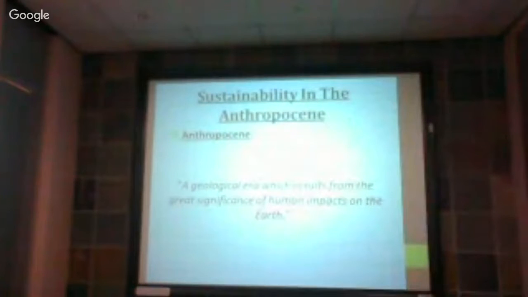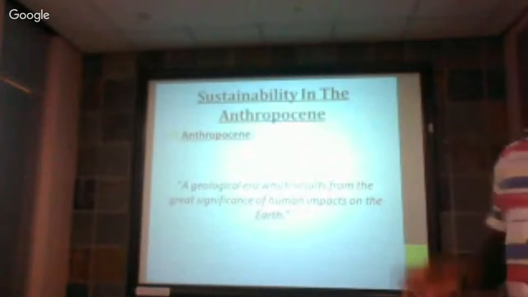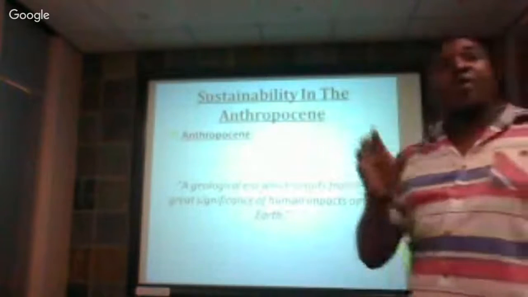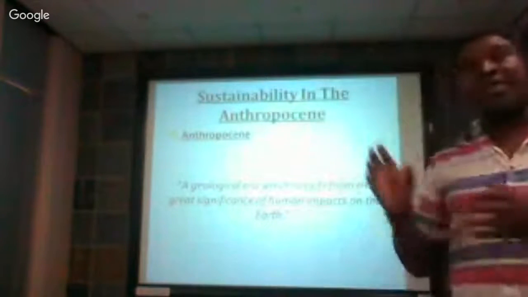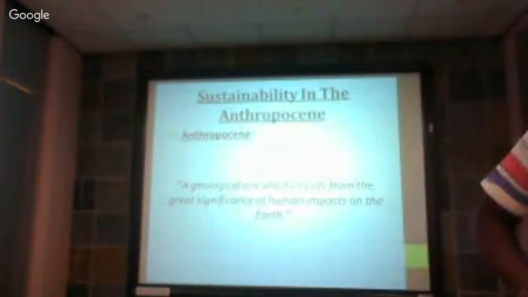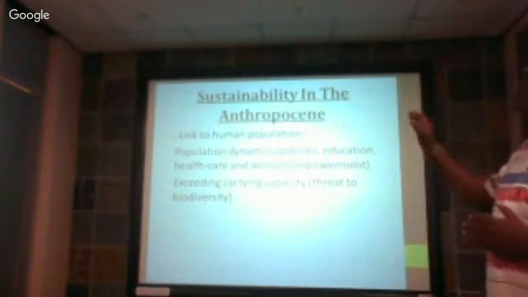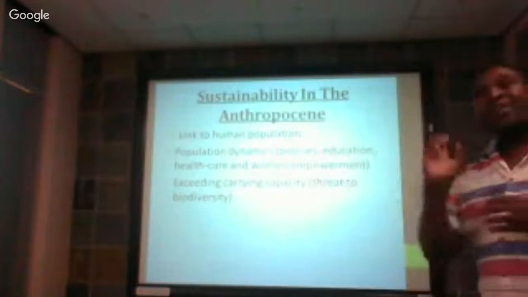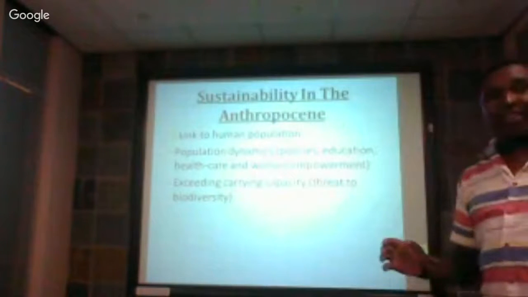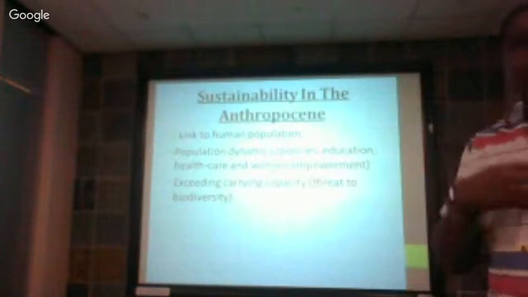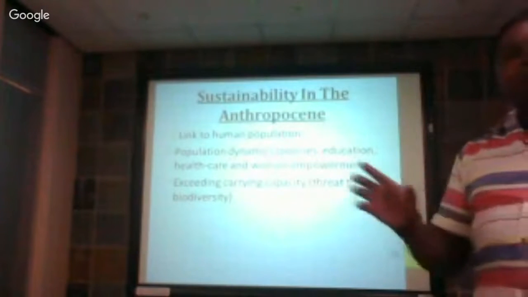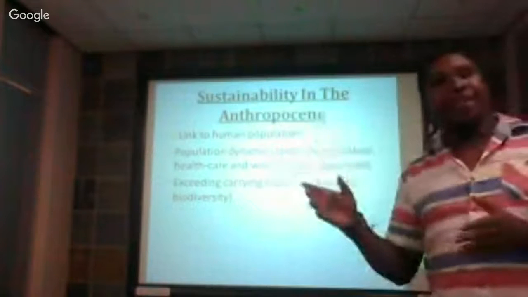I'll start by explaining Anthropocene. Anthropocene is a term that means a geological era when human impact started affecting the Earth systems. To explain that, I'm linking human population, because human population is the first impact that started affecting the Earth. I would like to explain to you about a man called Robert Malthus, who lived around the late 18th century.